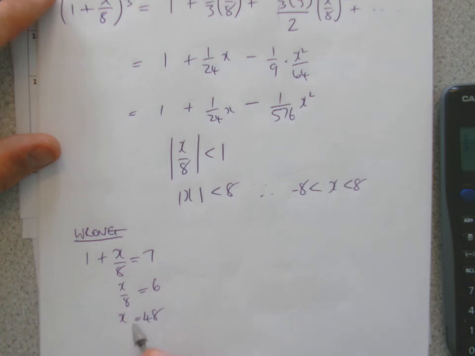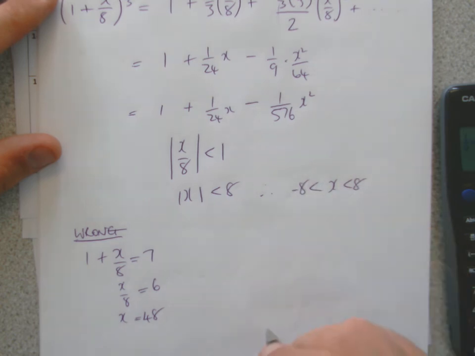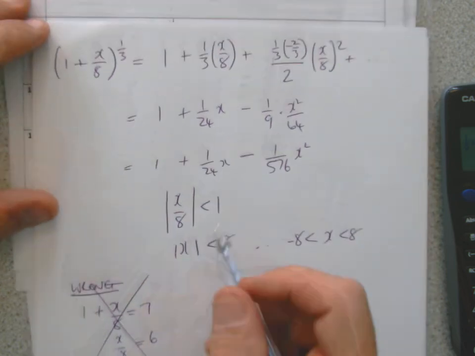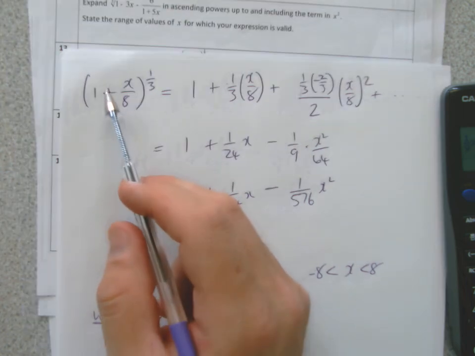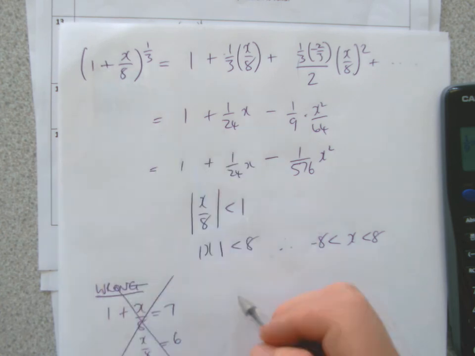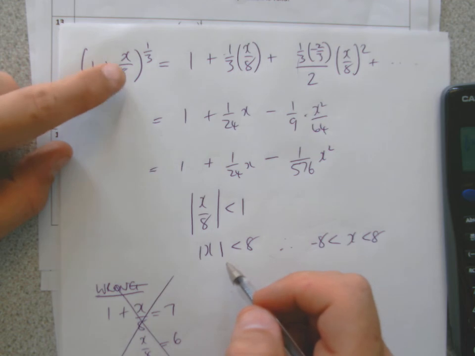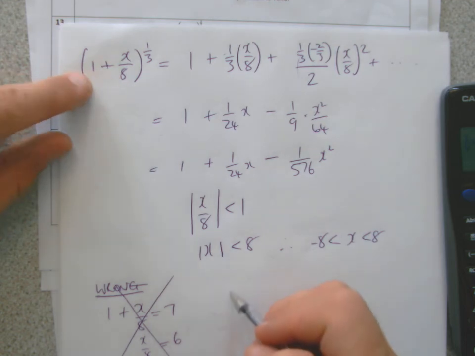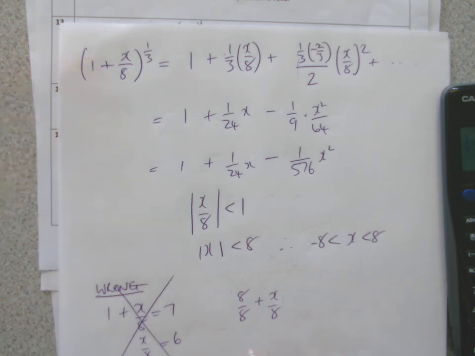But x can't be 48 because x has got to be in this range, isn't it? It's got to be less than 8 in mod. So this is no good. It is a bit mean that they haven't told us to do this, so we've got to have a bit of a guess. Now, the other way of doing it is thinking of what 1 is in terms of a fraction, because we're talking about 8 here. If we put 1 as a fraction out of 8, this would be 8 over 8, wouldn't it? Plus then x over 8. We write it like that. There's nothing wrong with what I've done there.